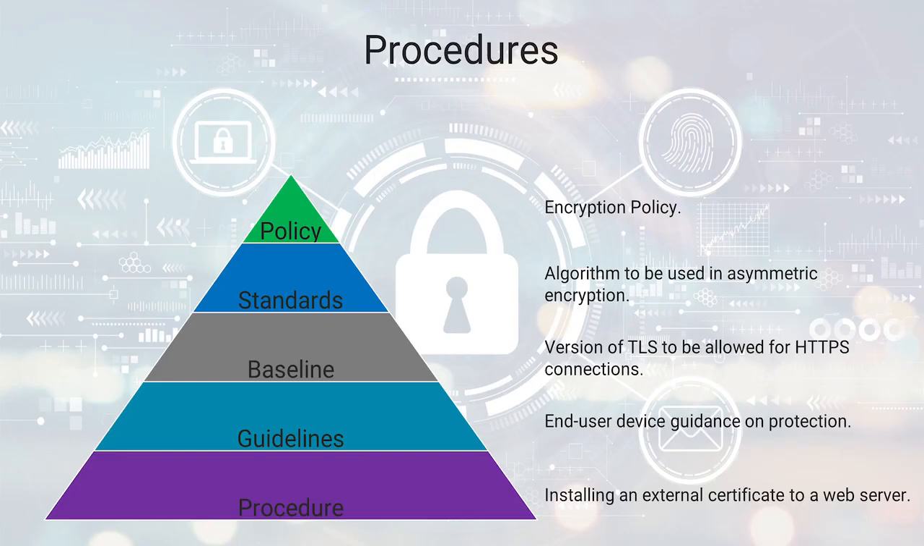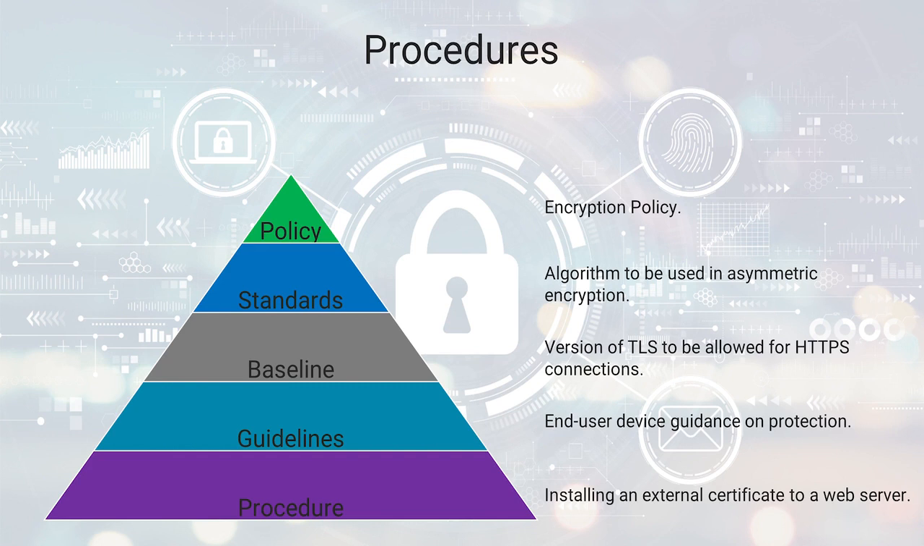So what does this look like from a bigger picture? You have at the top, as I mentioned before, an encryption policy. Then you have a standard that is going to state what algorithm should be used for asymmetric encryption. The baseline is going to say, here's the version of TLS to be allowed for HTTPS connections, and any web server that gets implemented into the organization must adhere to that minimum version of TLS. Then the guideline is going to show end user device guidance on protection. And then the procedure is actually going to show installing an external certificate to a web server.